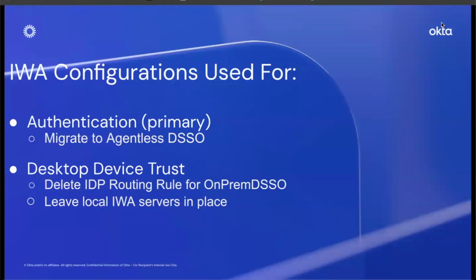And just as a side note, if you are using the desktop device trust through the IWA servers, you do want to leave those servers in place through the upgrade, because those managed devices for the desktop device trust can persist through the upgrade. And then after you upgrade, you can more seamlessly migrate to the new OIE way of managing device trust. But you would be able to keep that functionality in place through the upgrade by leaving those IWA servers in place.